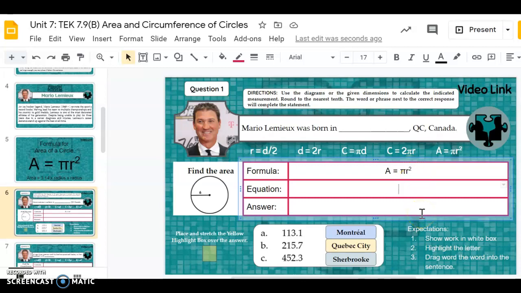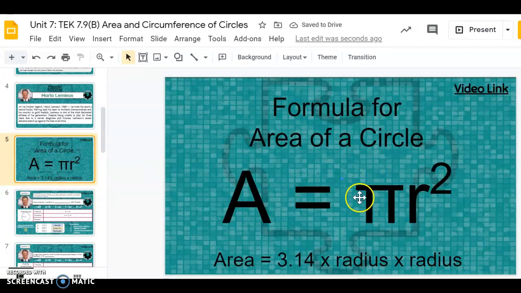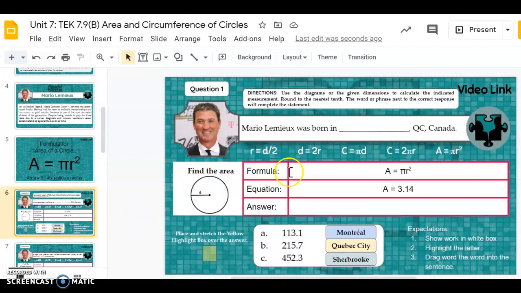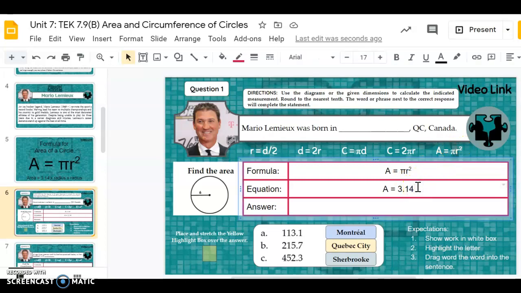So now we need to type in our equation. We don't know the area. That's what we're trying to find out. So I need to put A equals, I know pi equals 3.14. I know that because when I go back here, I can see pi. I see it right here. We also have talked about it. That is something that you have to remember. Pi equals 3.14. You need to memorize that.